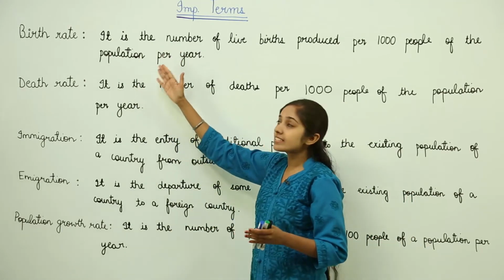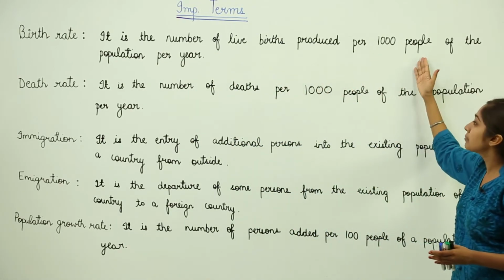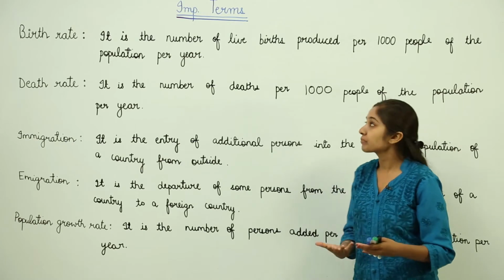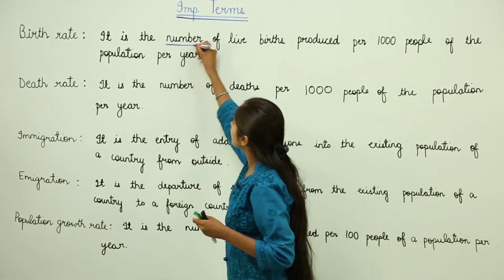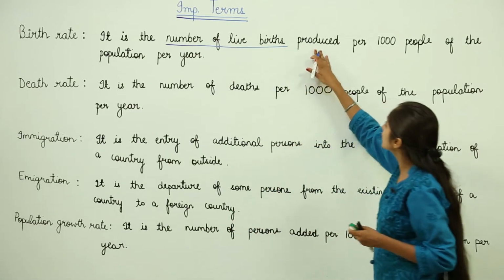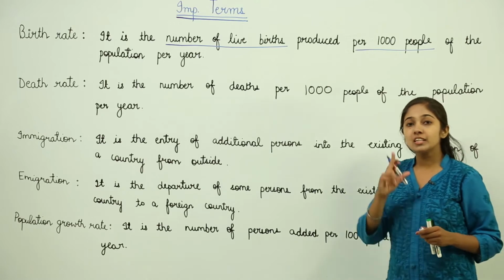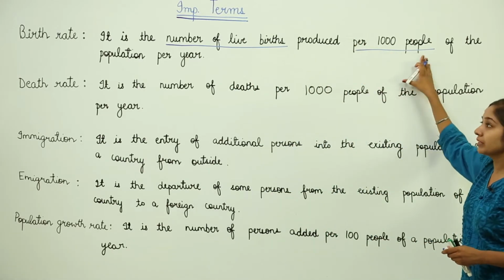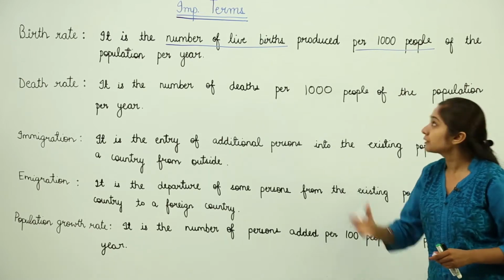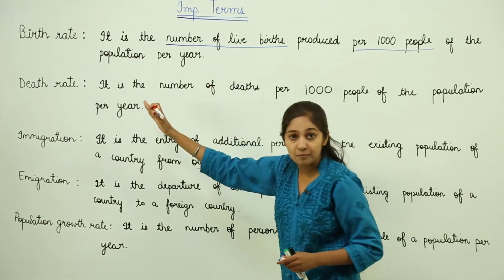You will define it as the number of live births produced per 1,000 people of the population per year. So, the number of live births produced per 1,000 people of the population per year. What is the important keyword in this term? It is per 1,000 people. The number of births per 1,000 people, we call it the birth rate.